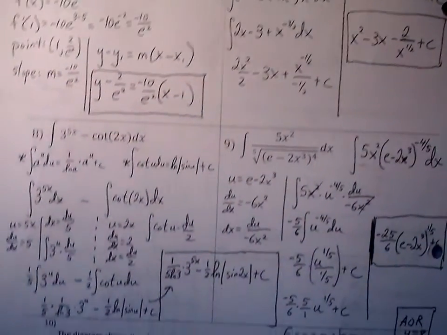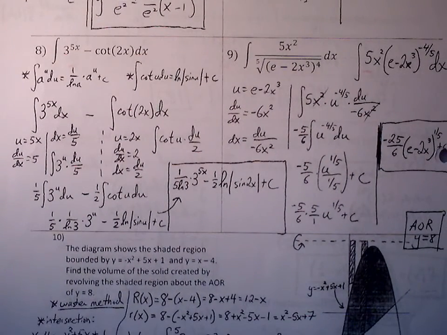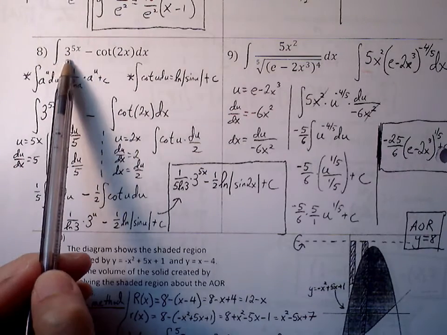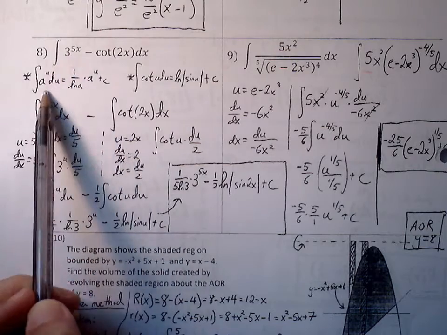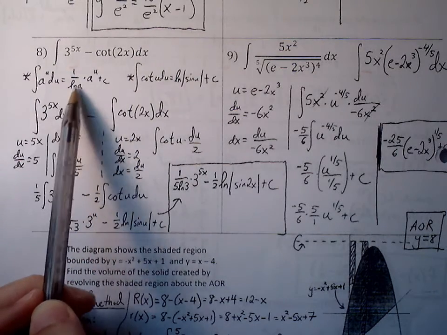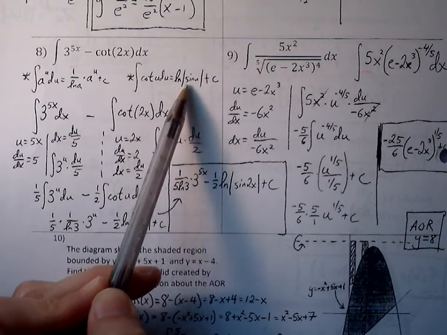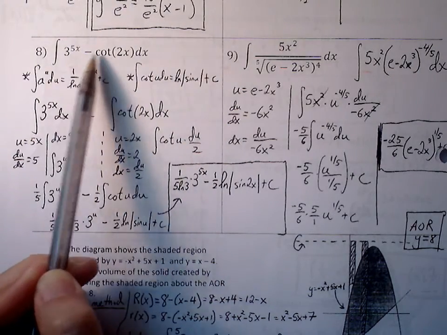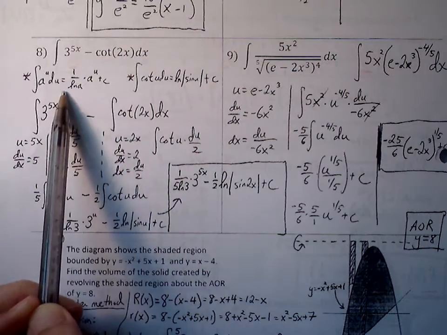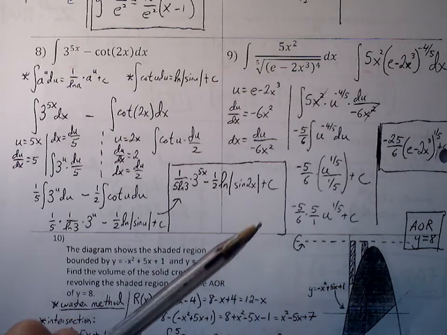Okay, number 8. We have two rules that can handle this: 3 to the 5x and the cotangent of 2x. The first matches the form of the integral of a to the u du, which is 1 over natural log of a times a to the u plus c. Cotangent of u becomes natural log of sine u plus c. So we really are just treating these like two separate u-substitution problems that we're going to put into their appropriate rules.